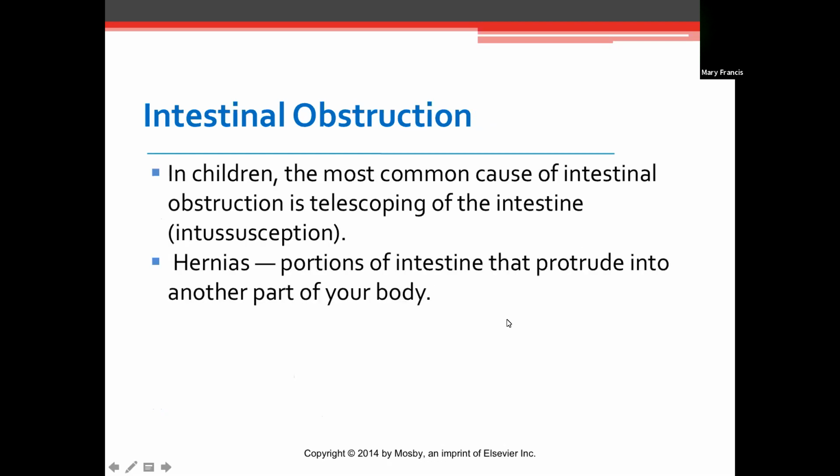Intestinal obstruction in children is the telescoping of the intestine called intussusception. And a hernia is when portions of the intestine protrude onto another part.